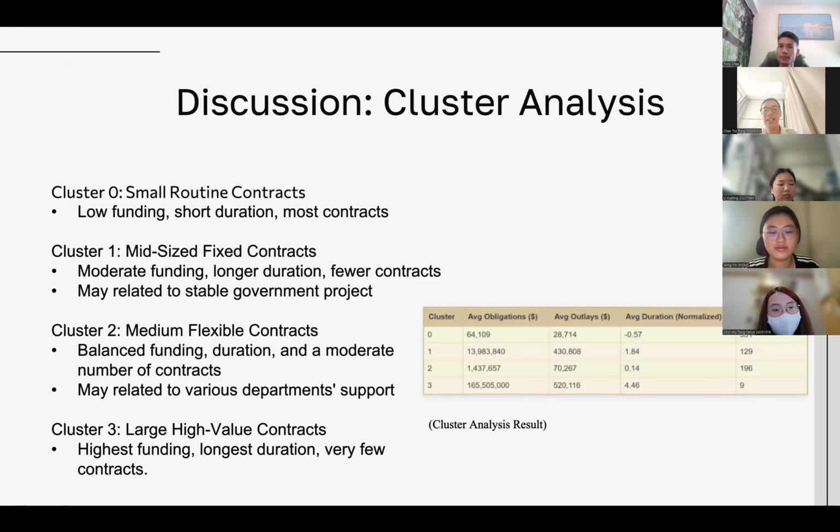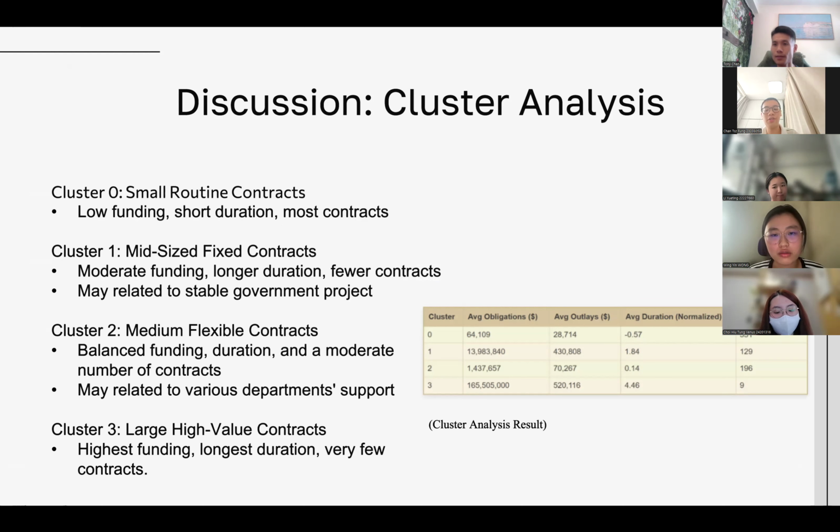And cluster analysis for contract types. First is cluster 0, which is more routine contracts with the lowest funding, shortest duration, but highest quantity. Cluster 1 is regarded as standard contracts, which have higher funding, longer duration, but fewer contracts. And it is believed that this contract type may involve standardized government projects.